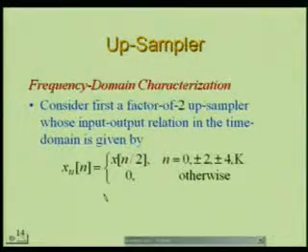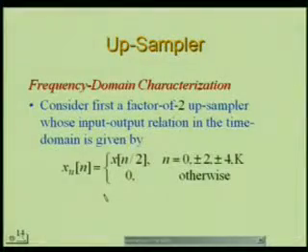Consider first a factor of 2. Let us forget about the integer factor capital M or capital L. Now, let it be 2. Let us assume that both M and L values are 2. So, here upsampler means I have assumed L to be 2.